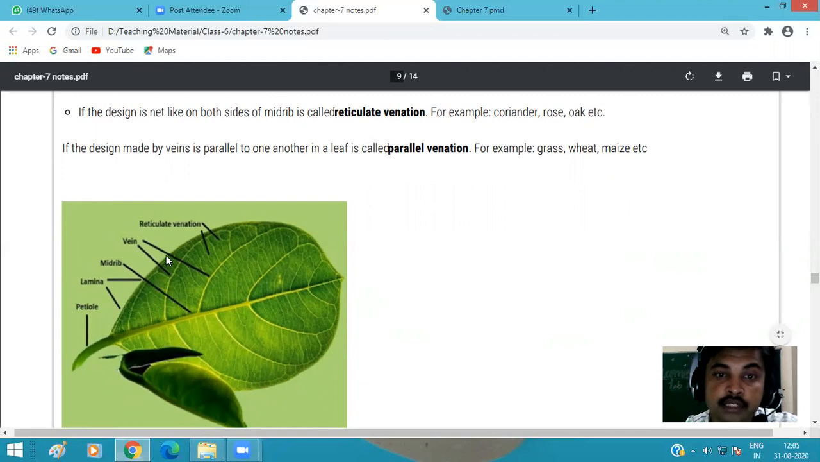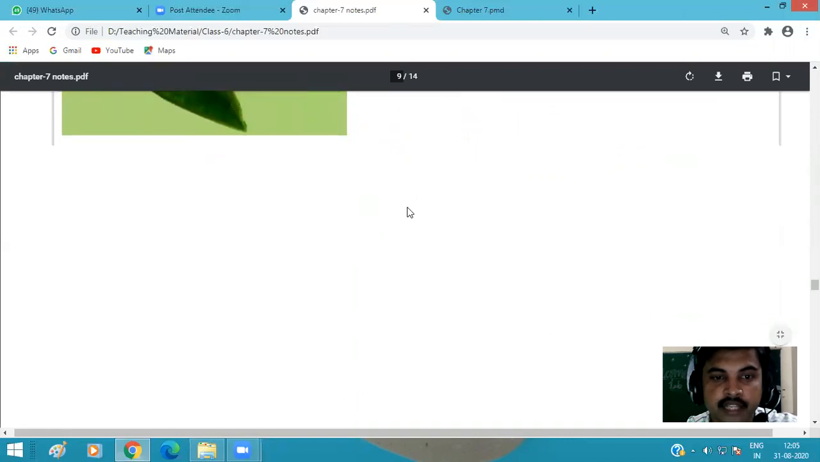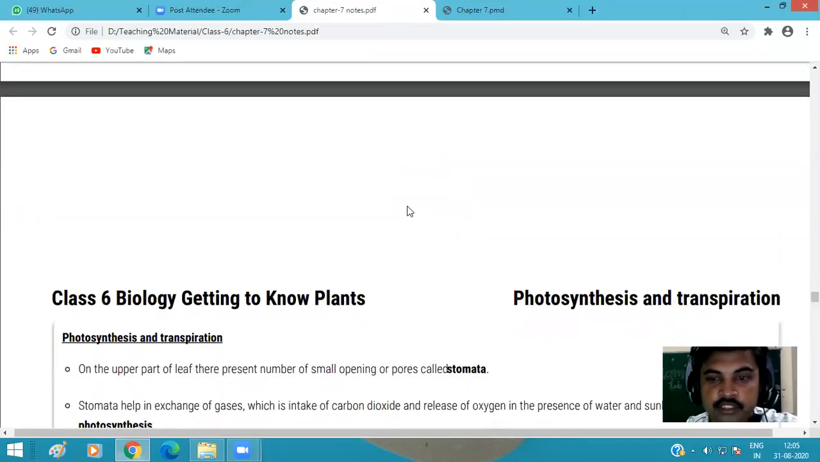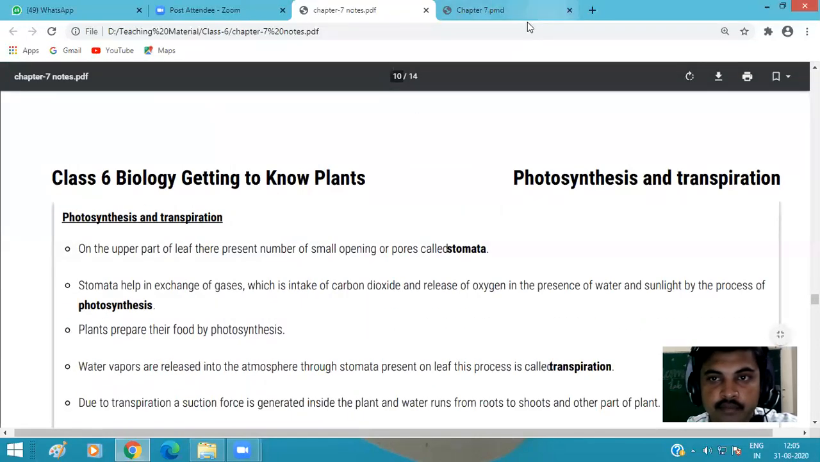And if the veins are arranged parallel to one another in a leaf, it is called parallel venation. For example, grass, wheat, and maize. So these two types of venations are there.